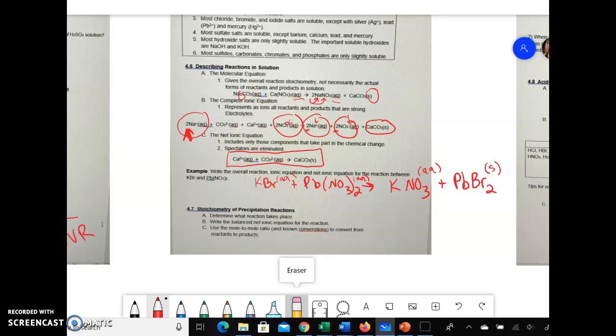So now we're ready to break them apart. Wait, let's make sure we balanced it. Nope, we didn't. So we need a 2 here, and we need a 2 here to balance the reaction.